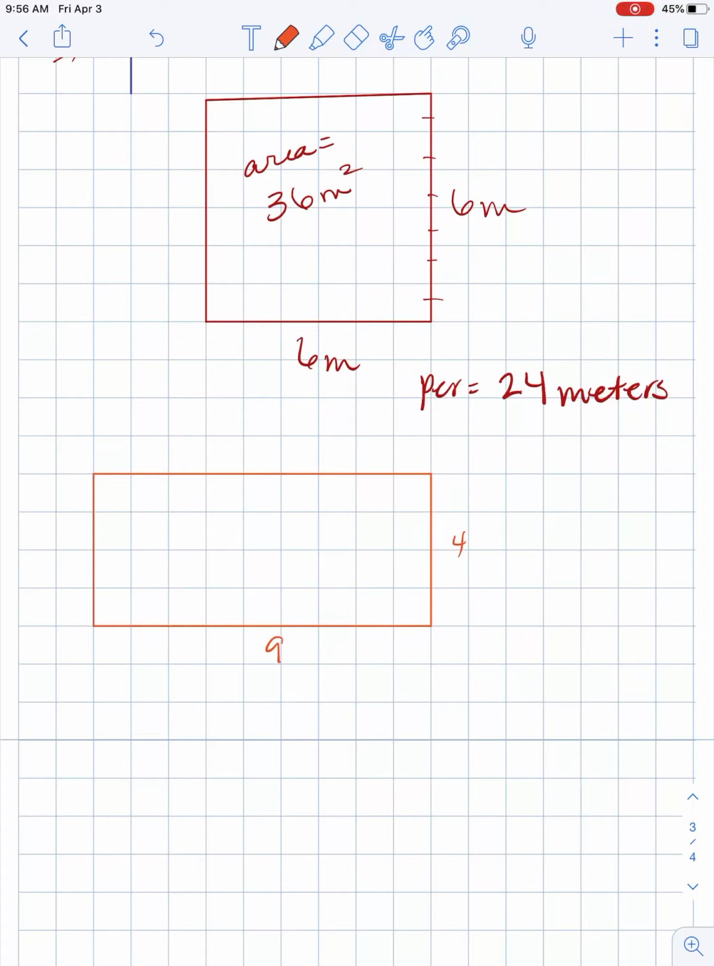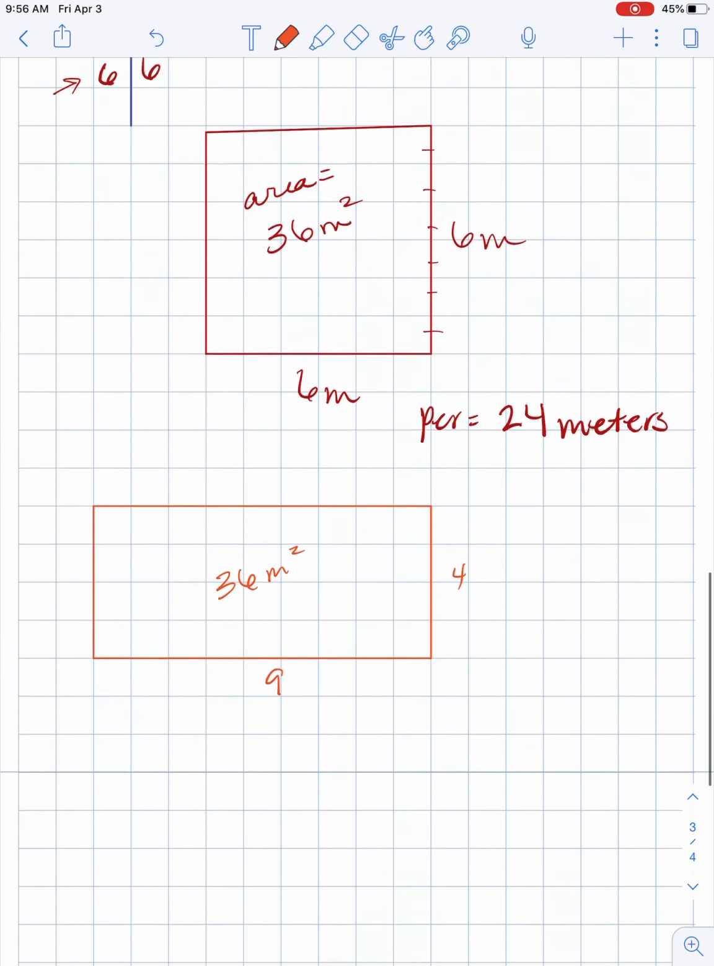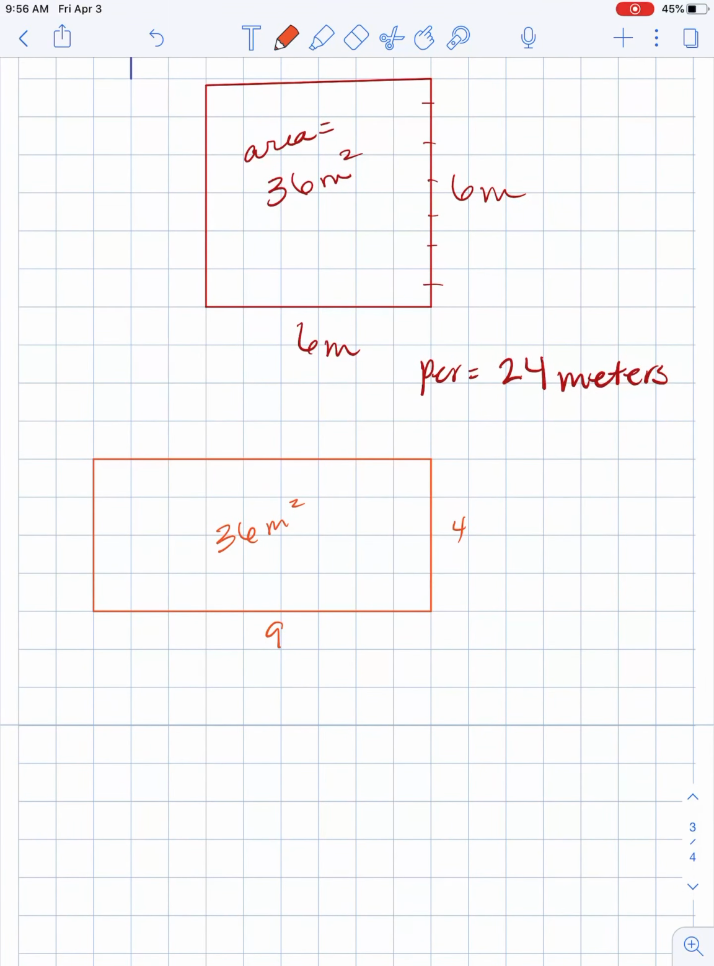4 by 9. So 4 times 9 is 36. So our area works out. And now just to double check here, it says that it needs 26 meters of rail section. That means a perimeter of 26. So we're going to do 9 plus 9 plus 4 plus 4. Well, 9 plus 9 is 18. 4 plus 4 is 8. If we add those together, we get 26 meters for our perimeter.